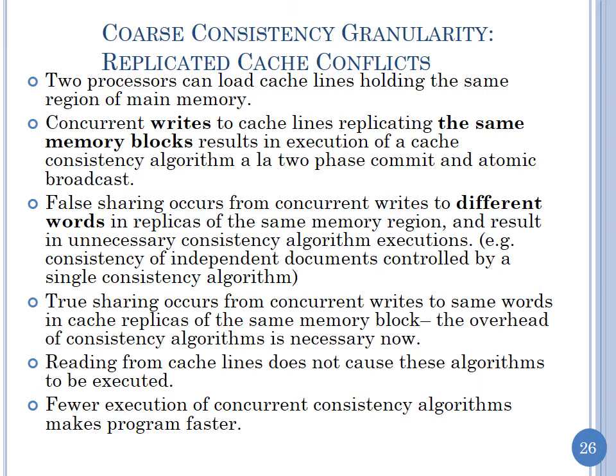Okay. So reading from cache lines does not cause these algorithms to be executed, but we do want to make sure that we don't have to run these algorithms often. So we want to ideally make sure that we don't write to pieces of memory that are cached in multiple processors at the same time, okay? That are cached in the same cache block by different processors. Okay?